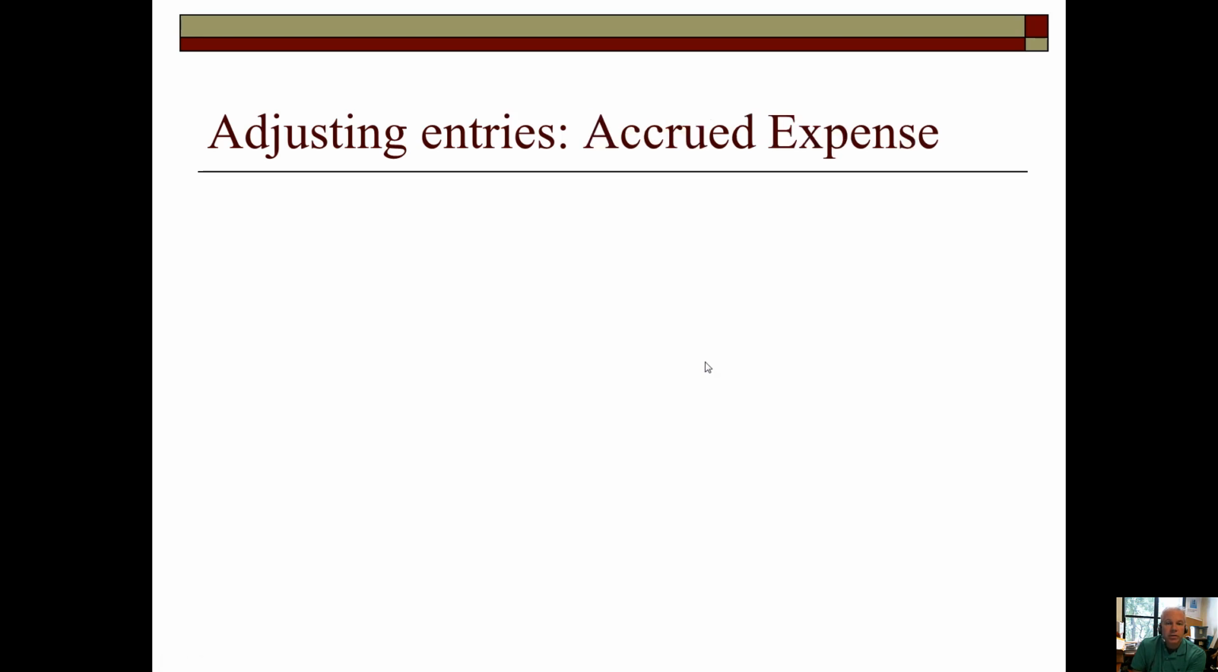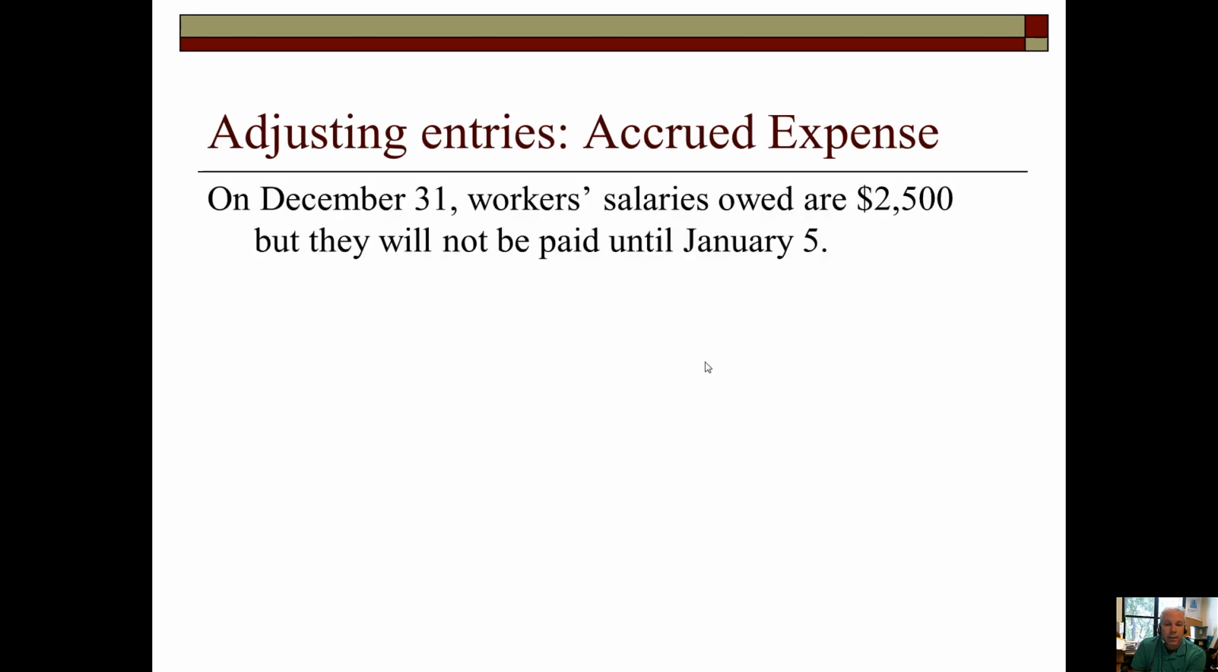Now let's look at examples for adjusting entries for the accrual types. Accrued expense flavor. So on December 31st, workers' salaries owed are $2,500, but they will not be paid until January 5th. So they're owed, which means they're incurred. It doesn't matter that they're not paid yet because under accounting, all revenues are recorded when earned and expenses are always recorded when incurred. So in this case, we go right to the adjusting entry because this is something that we would realize at the end of the period.